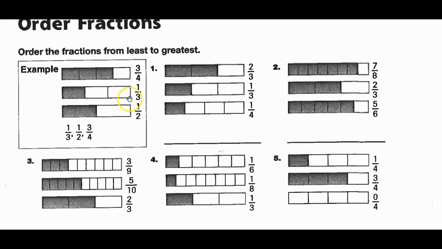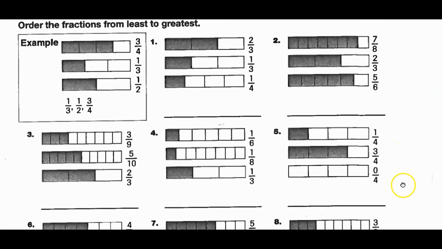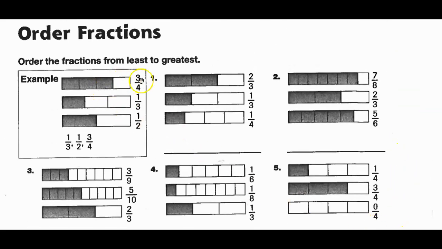I'm going to do one example for you. And look, here's the example that they have for you already. It says order the fractions from least to greatest. What does that mean? Least to greatest, the smallest to the biggest, right? And they already gave you models to work with. So look, I have 3/4, 1/3, and a half. The smallest section is a third. That would go first. Then a half would go next, because 3/4 is a little longer, and then 3/4 would go next.